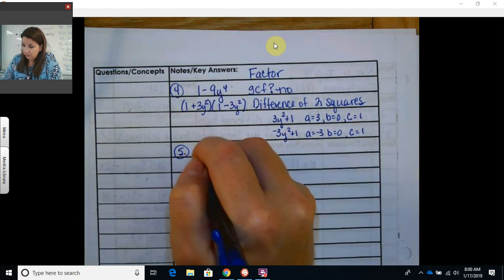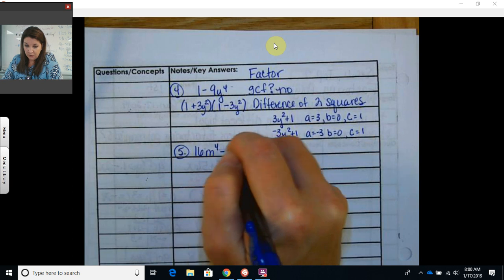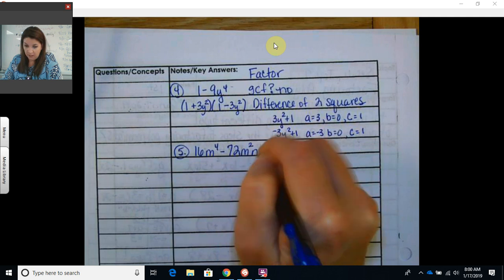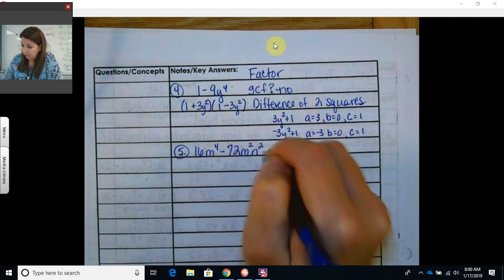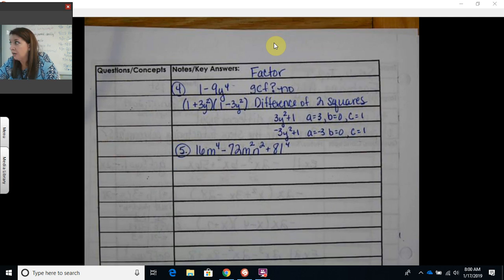All right, 16m to the 4th minus 72m squared n squared plus 81n to the 4th power. Ay, ay, ay. Well, it's not a quadratic. It's not 4 terms, so I can't factor by grouping like we did on the other one. Can't do that. It's definitely not a sum of cubes or difference of cubes.